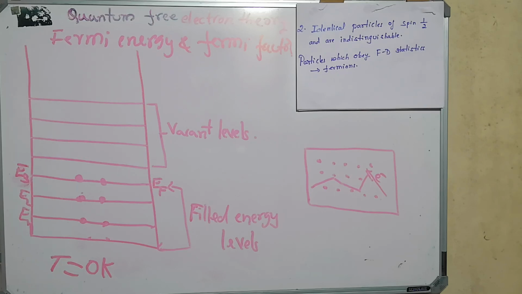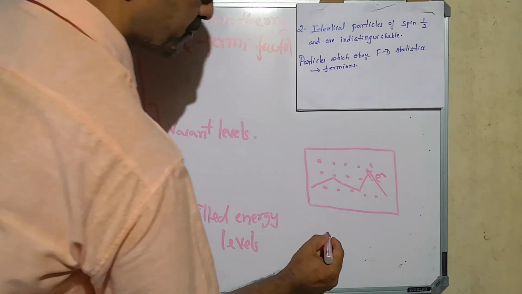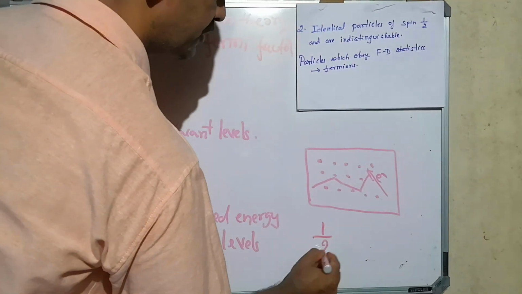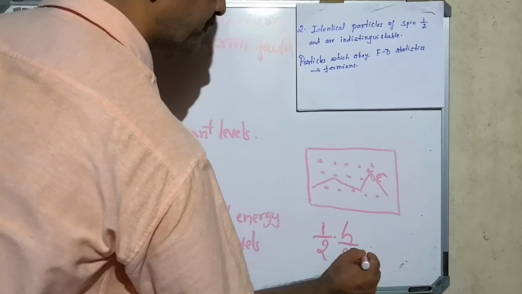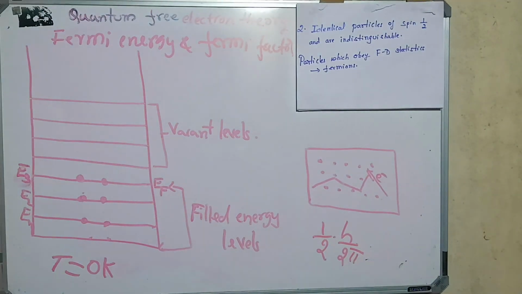And moreover, the particle should have spin equal to half. That means the particle should possess spin angular momentum equal to half into h divided by 2 pi, where h is Planck's constant. The particles which obey this Fermi-Dirac statistics are called fermions.